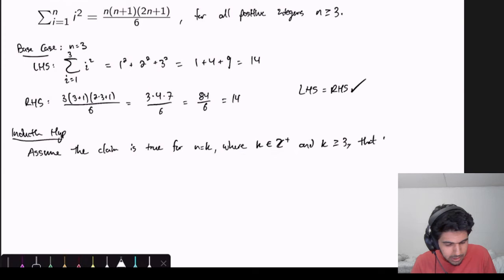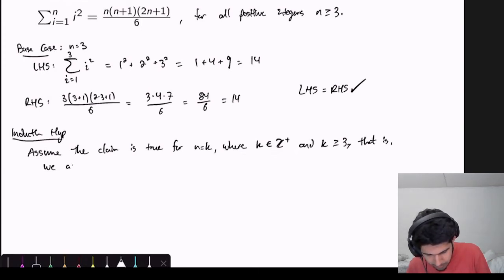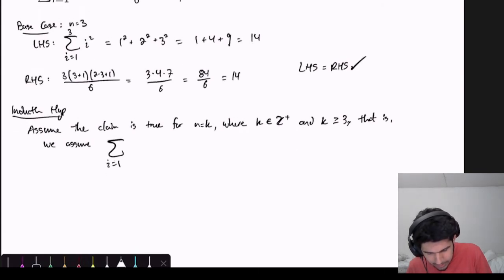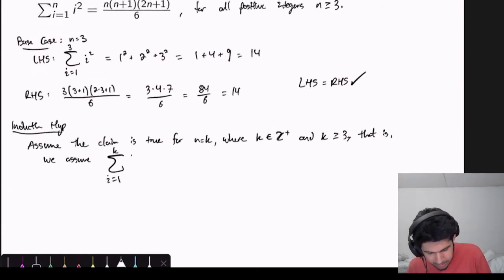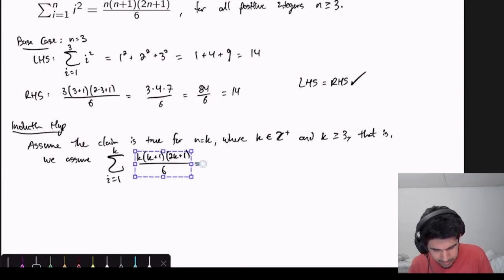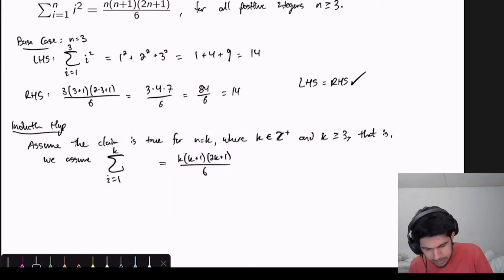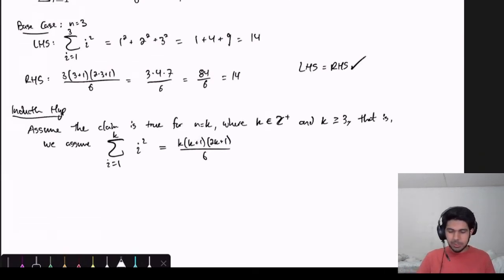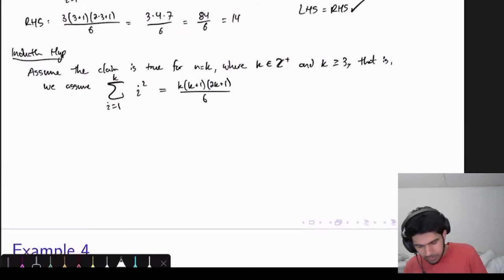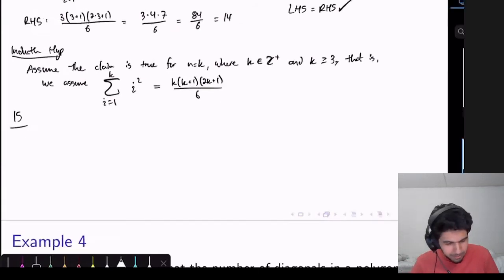So that is, we assume that the sum from i equals 1 to k of i squared equals k times k plus 1 times 2k plus 1, all of this divided by 6. Sorry, that should be on the right-hand side. That's what we're going to assume to be true. Okay, now we'll do the induction step. Let me add a piece of paper.